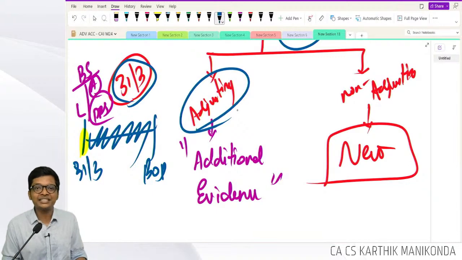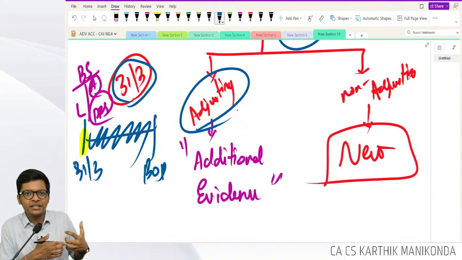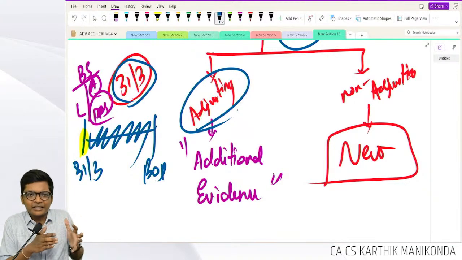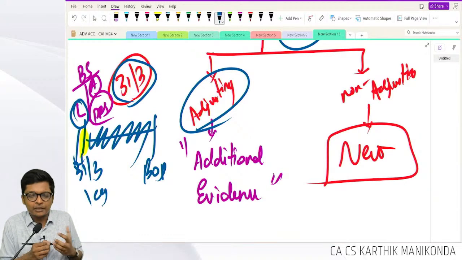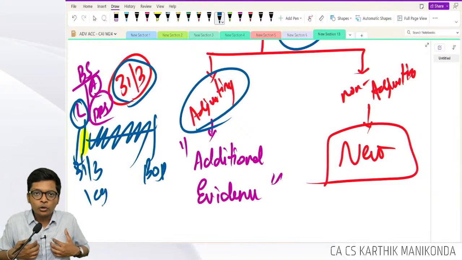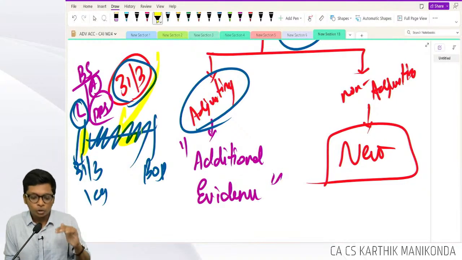So these are all adjusting events. For example, a factory must have been there on 31st March, and this factory is being constructed. Now the construction's final cost, or some legal liability, a contingent liability: there is some legal case against the company that has already taken place. We don't know how much we have to pay. But during this period, the legal case became confirmed. So we have to pay.